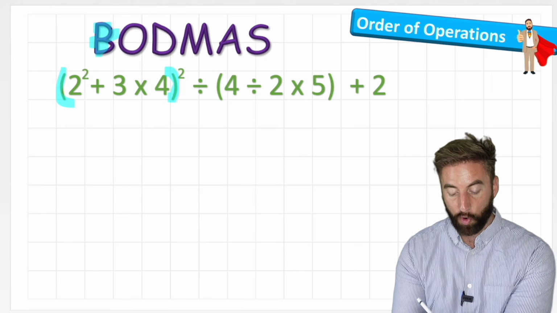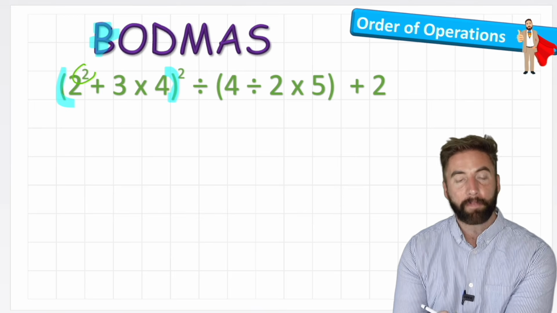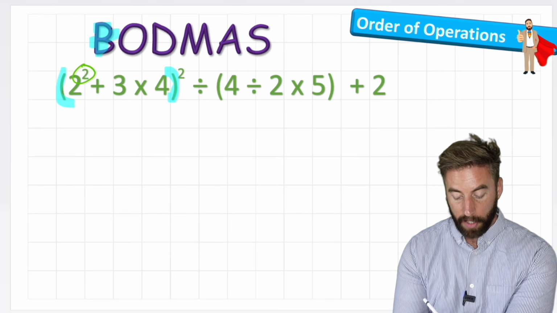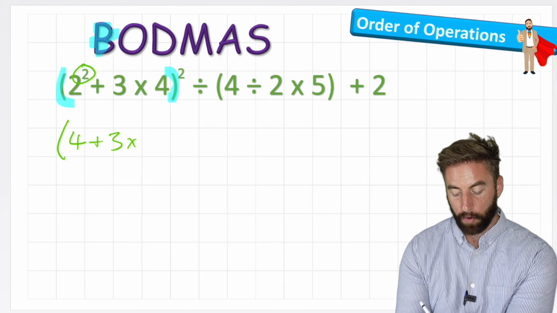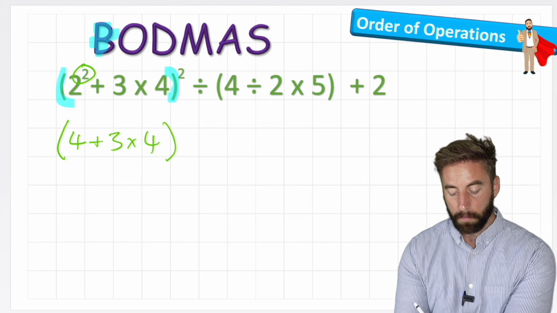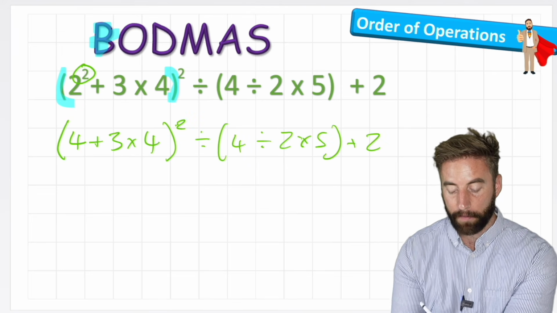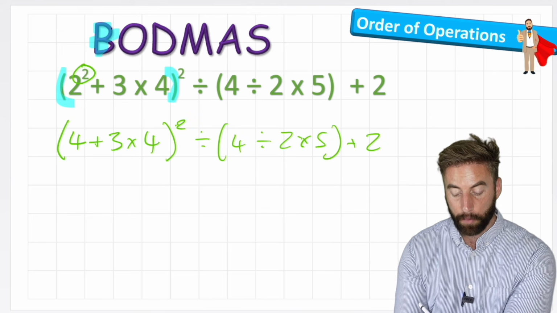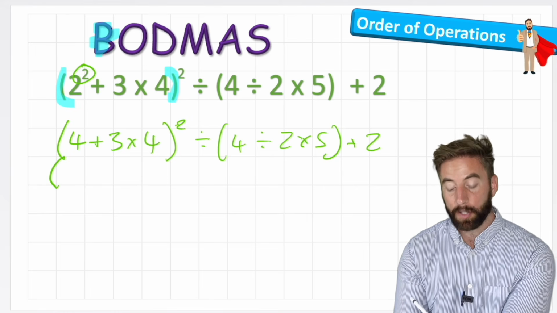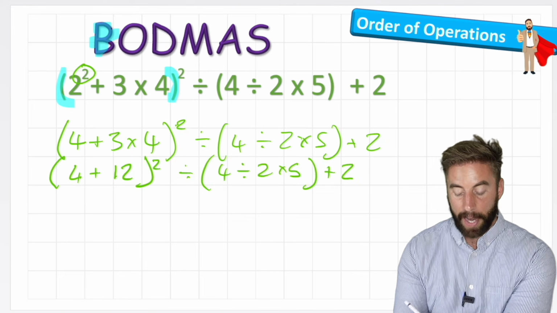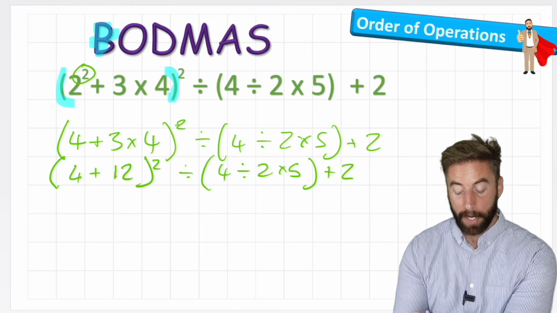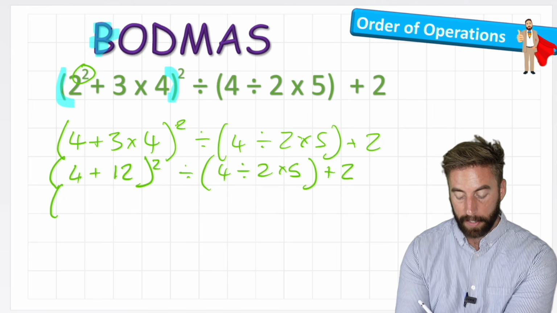Now in this bracket, I can already see that I have an order up here. So I'm going to do that part of the bracket first. So now my bracket would read 2 times 2, which is 4, plus 3 times 4 to the power of 2. Okay, looking back at my first bracket, there's no division in this question, so I can move to the multiplication. 3 times 4, which is 12. So I've got 4 plus 12 to the power of 2. Now within this bracket, I can finish off with my addition. And 4 plus 12 is 16, so it'll be 16 to the power of 2.